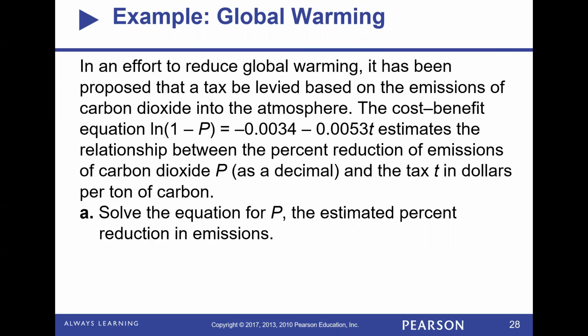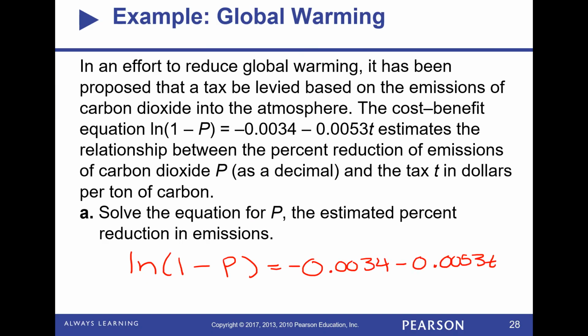Okay, so what exactly do I want to do? Well, in part A, I want to take that equation and actually solve it for P. So I want to take this equation here, our natural log of 1 minus P equals our negative 0.0034 minus 0.0053T, and I want to solve for P.